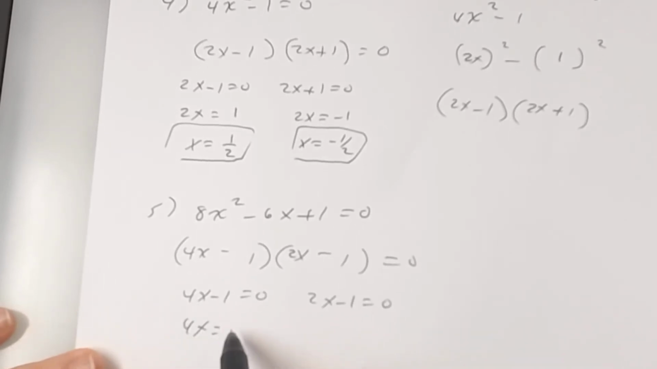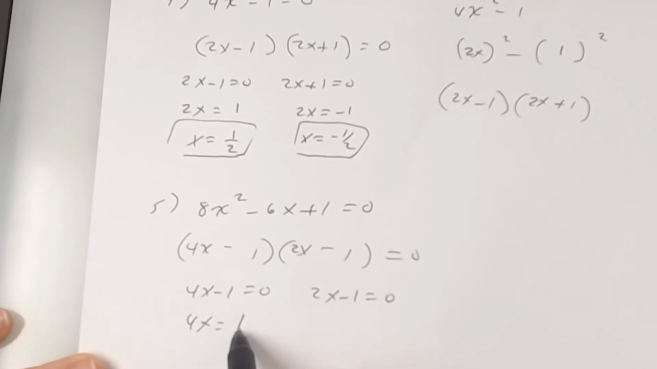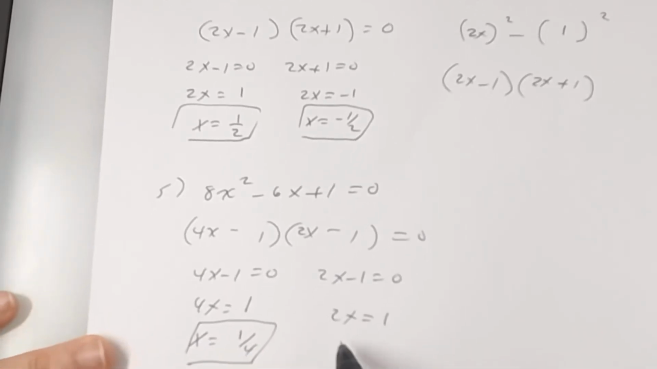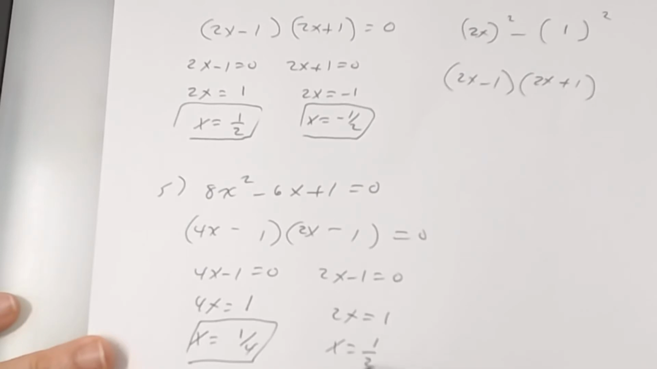So 4x equals 1. So what does x equal? 1 over 4. Over here, 2x equals 1. So what does x equal? 1/2. Okay. So that was solving a quadratic equation by factoring.